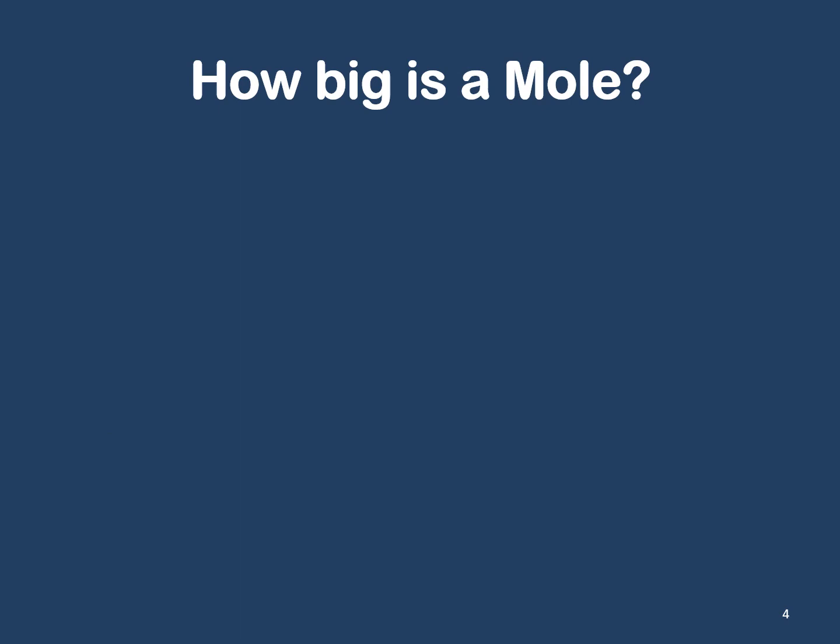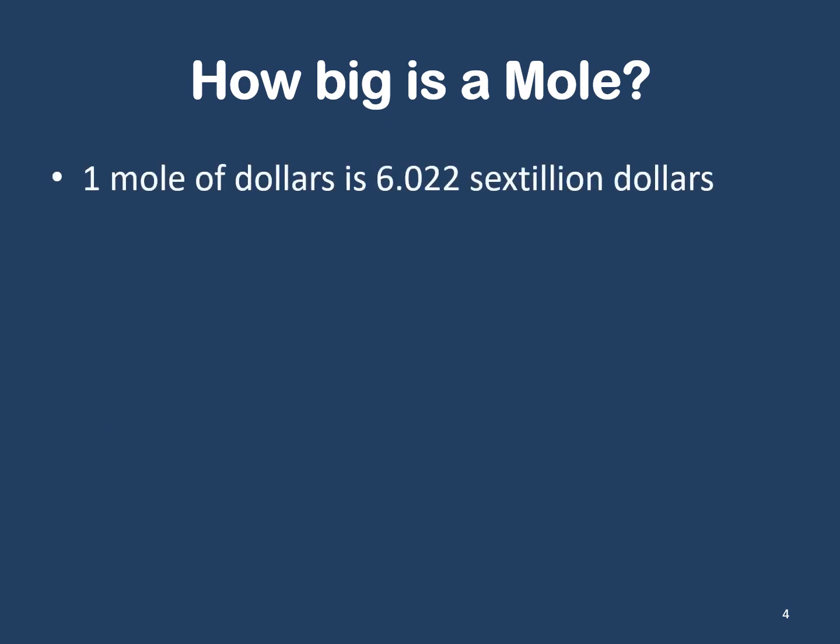So I always like to do this because it's really hard to quantify 6.022 times 10 to the 23 in our brains, as we have no reference point for a number that big. I actually looked up what the name for 10 to the 23 is, and it's sextillion. Like, 10 to the 9 is a billion, 10 to the 12 is a trillion, 10 to the 23 is sextillion dollars.